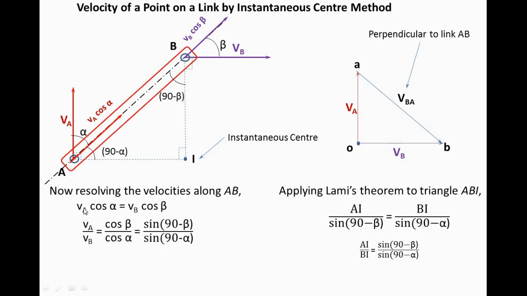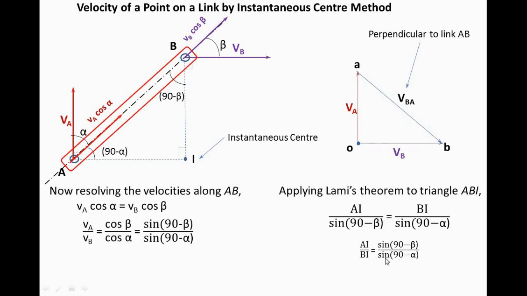Here VA upon VB will be cos of beta divided by cos of alpha. As we know that sine of 90 minus theta is actually cos theta, so I have written this in the manner of cos of beta is equals to sine of 90 minus beta, and cos of alpha is equals to sine of 90 minus alpha. This is because sine of 90 minus theta is equals to cos theta. Okay. So already we have calculated the values of sine of 90 minus beta and sine of 90 minus alpha.